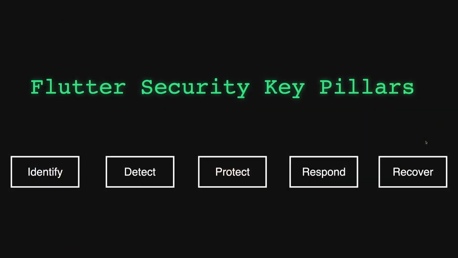Flutter security strategy is based on 5 key pillars. Identify. Track and prioritize key security risks by identifying core assets, key threats, and vulnerabilities. Detect. Detect and identify vulnerabilities using techniques and tools like vulnerability scanning and static application security testing. Protect. Eliminate risk by mitigating known vulnerabilities and protect critical assets against threats.